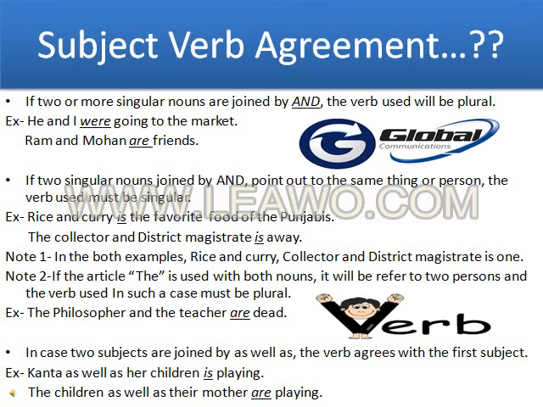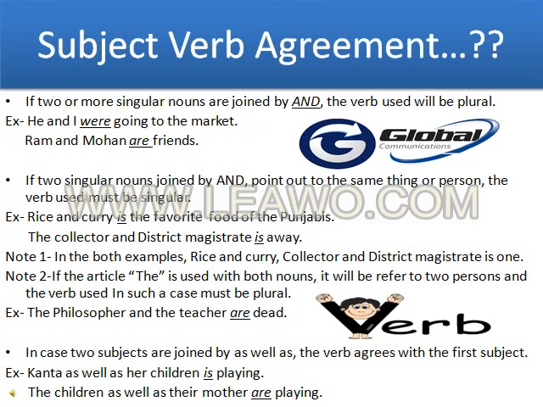Here is an exception. If we put the article the before both subjects, even if they refer to the same thing, in this case the verb used would be plural. Let's take an example: the philosopher and the teacher are dead. Philosopher and teacher are the same person, but here both subjects are preceded by the article the, that's why the verb used here is plural.